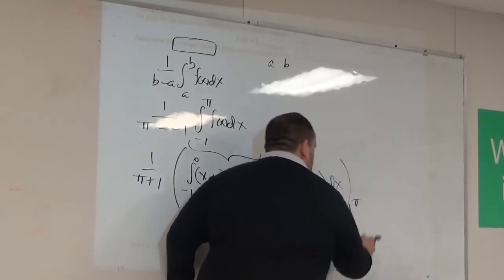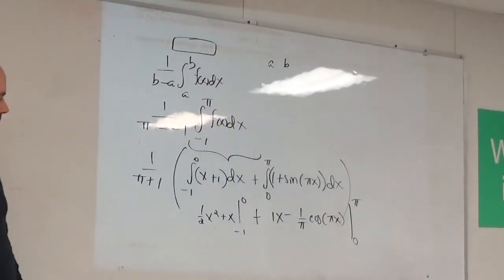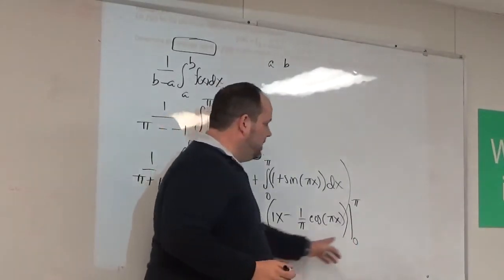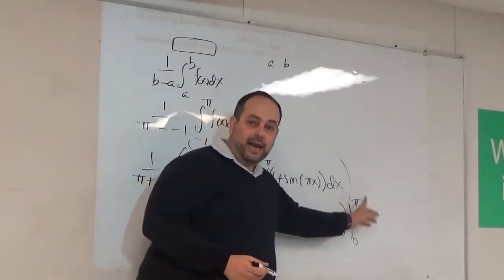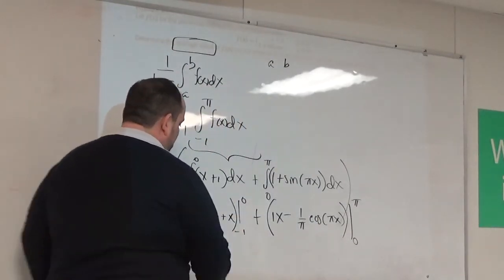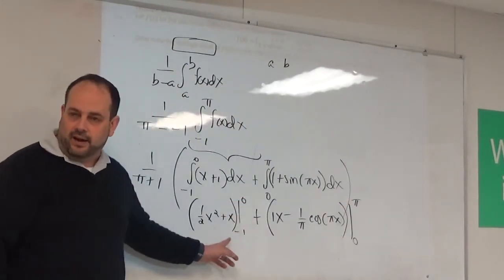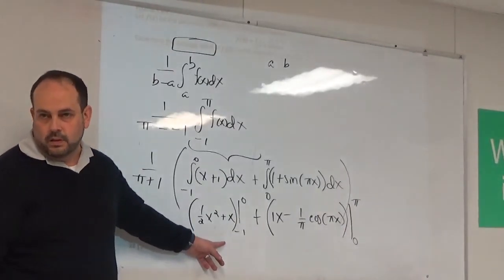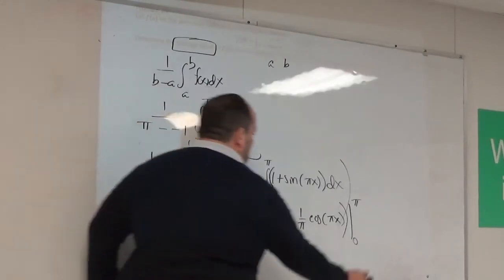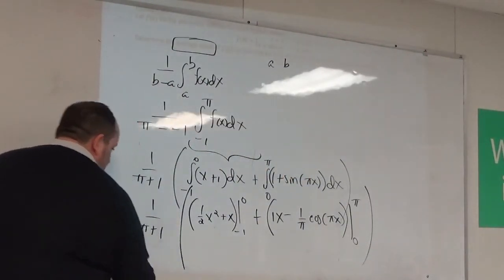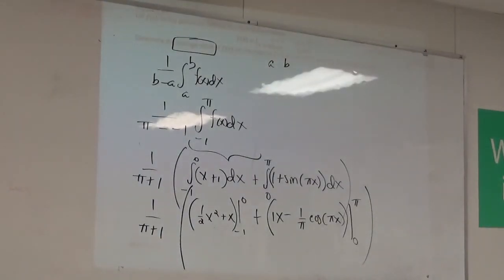from 0 to pi. I just want to get parentheses in the right place. You need parentheses here on this part, because you're going to evaluate at pi, you're going to evaluate at 0. You need parentheses here, so that you evaluate at 0 and negative 1 correctly. And you need one more set of parentheses. All of it. Right? Because all of this gets multiplied by 1 over pi plus 1.